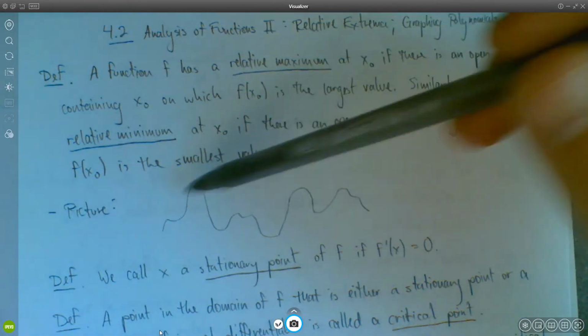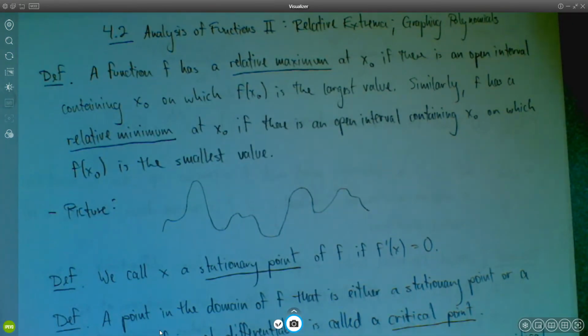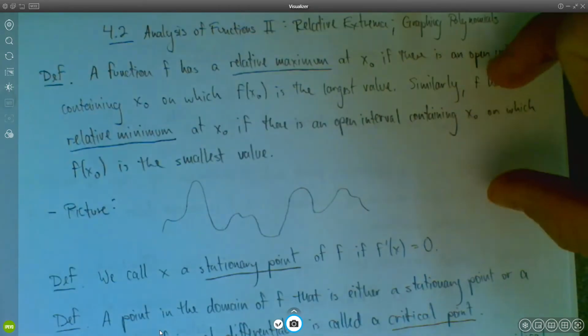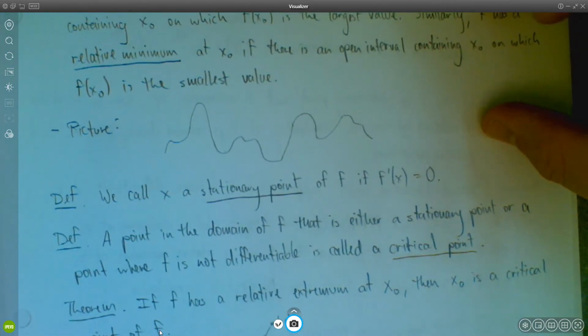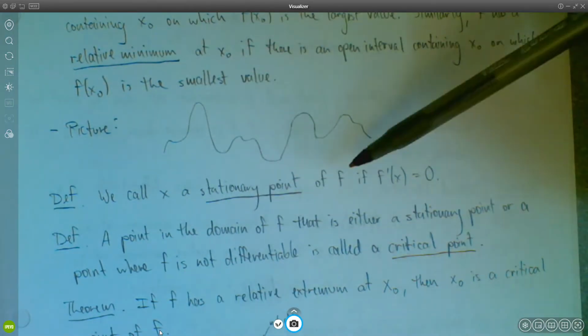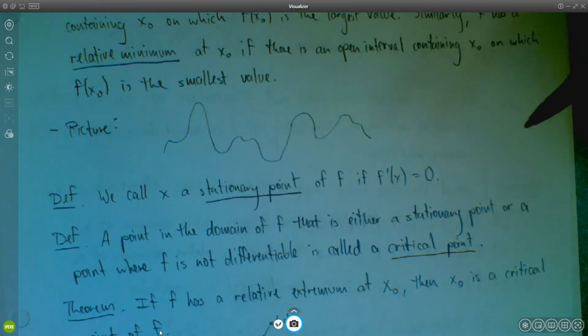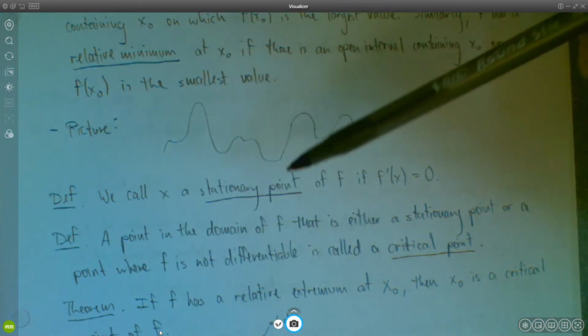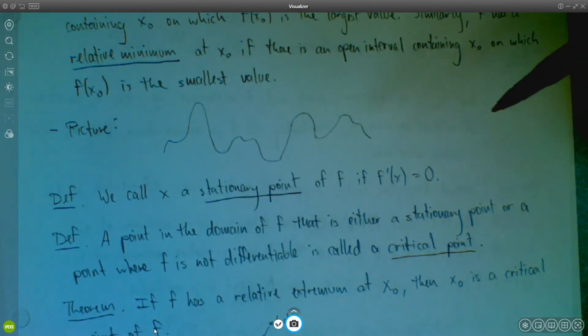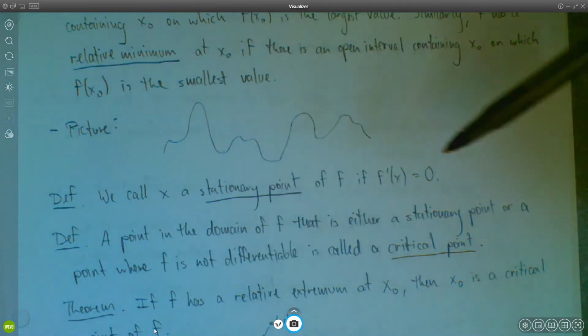So basically, you can think of it like the peaks and valleys of a graph. So a couple definitions, okay? We call x a stationary point of f if f prime of x equals 0. You didn't know this, but in 4.1 we practiced finding stationary points a whole bunch, right? Every time we took the first derivative and then set it equal to 0 and then tried to solve for x, what we were doing was finding stationary points. Okay, so now we have a name for that. Okay, so that's the first definition.